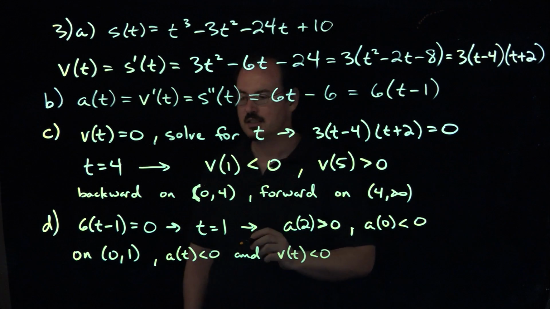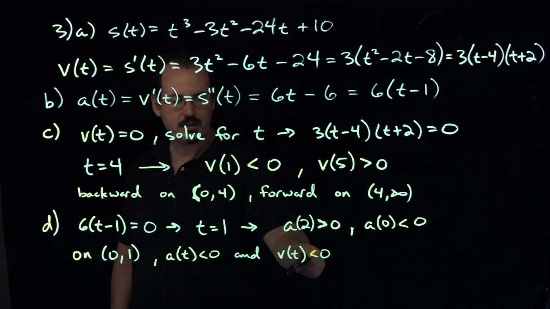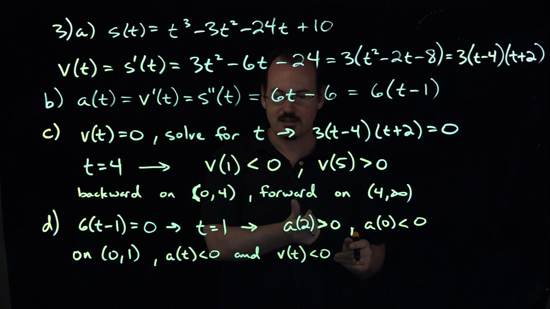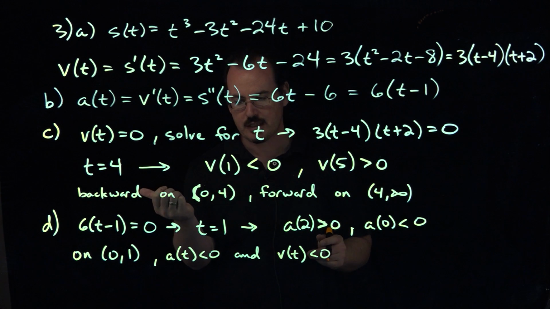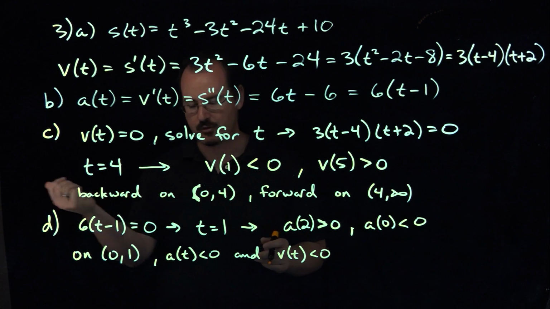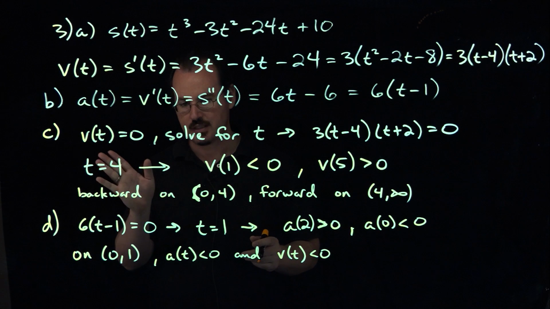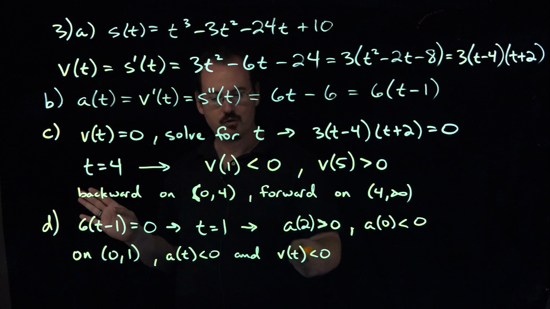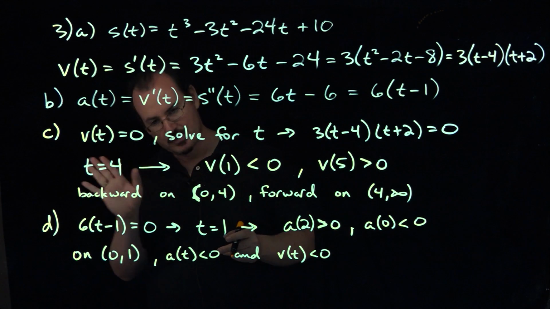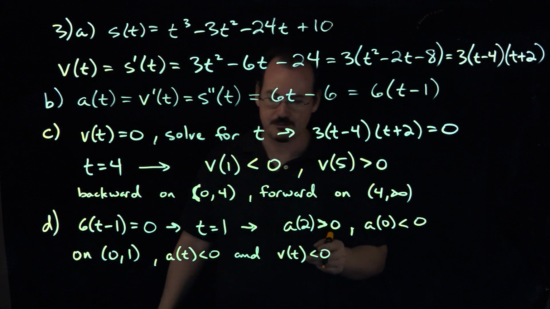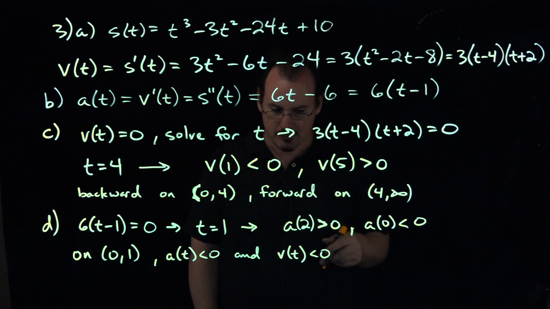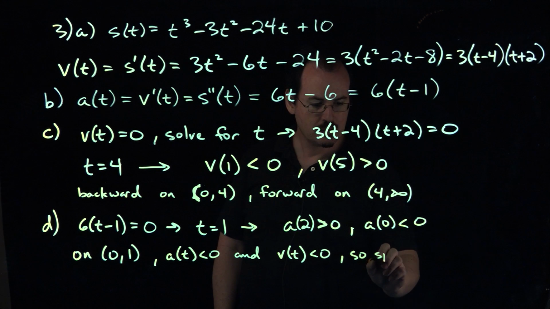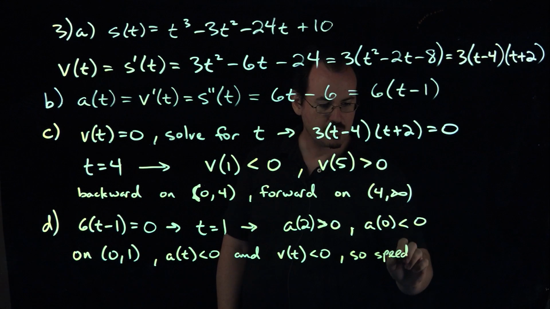So what is that telling us? On the interval from 0 to 1, they both have the same sign. Imagine a car that has a velocity in a particular direction, and it also has an acceleration in the same direction. Acceleration means that the velocity is changing. So if you've got both velocity and acceleration having the same sign, that means it's going to be speeding up in that direction. So it's speeding up in the negative direction. But nonetheless, it's speeding up. That's our conclusion there: speeding up.